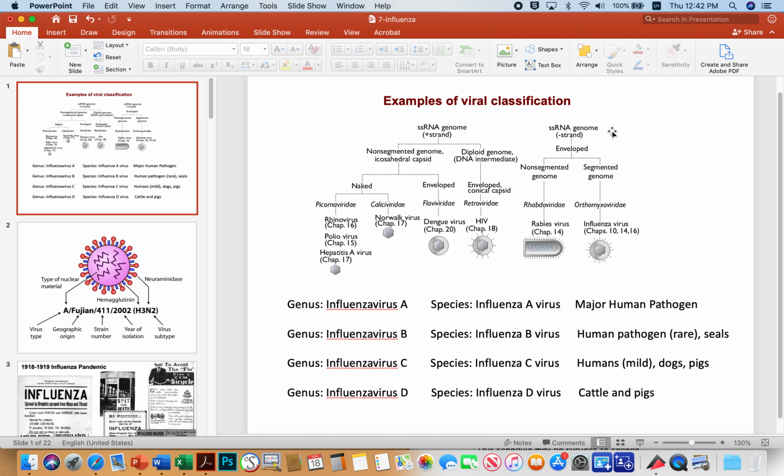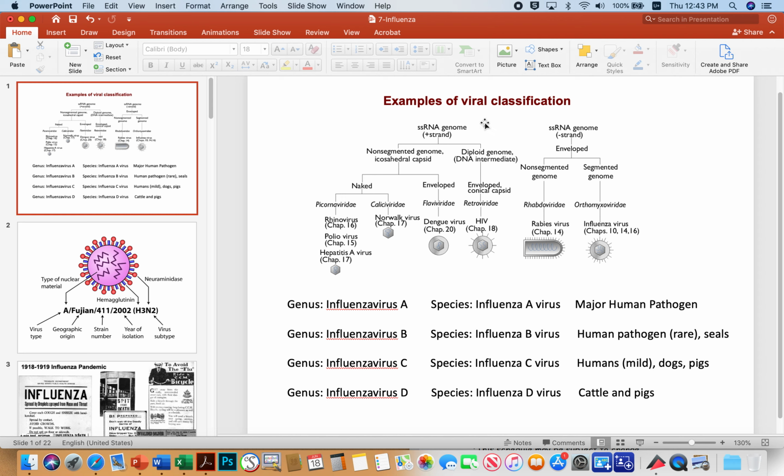These are single-strand RNA genome viruses that have a negative sense RNA. They're enveloped viruses, but what's interesting about them even further is that they have a segmented genome, as I'll talk about, and then they fall into this particular family, Orthomyxoviridae.